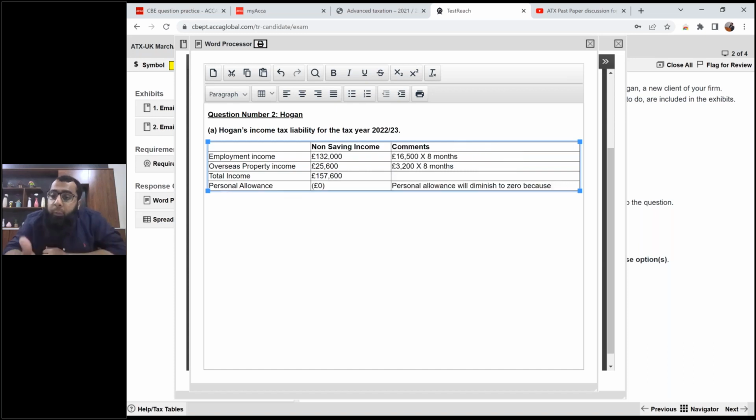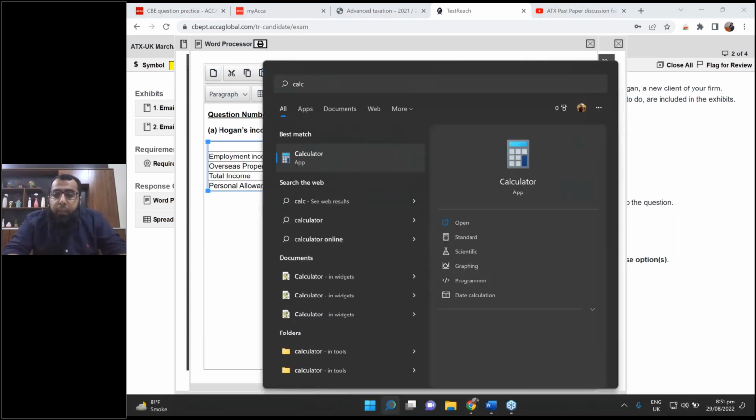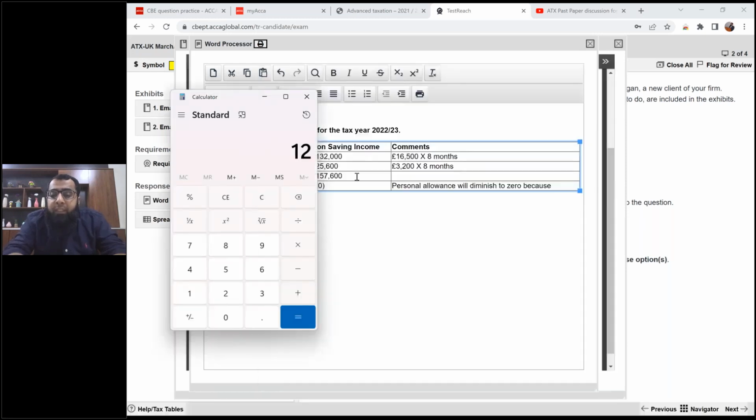When you exceed £100,000, your allowance diminishes by £1 for every £2 of excess. Your personal allowance is 12,570. Multiply it by 2: if the excess is 25,140, your personal allowance will diminish to 0. The limit is 100,000. I will repeat it again. Normally the students know this rule, but if someone does not remember, let me make it very clear.